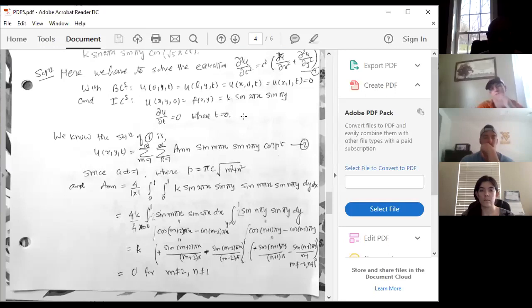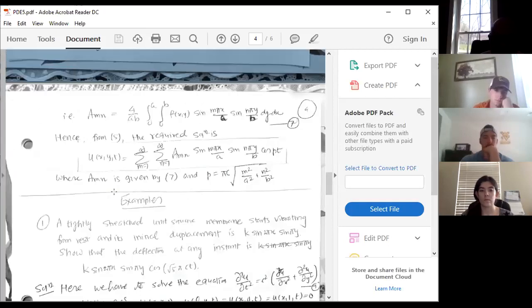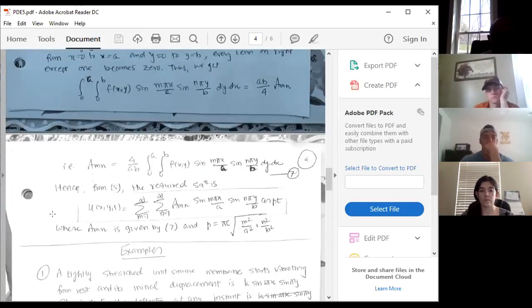Derivative is 0 because this is constant, so it is 0. And A_mn, as I told you, is given by 4 over AB, but A and B are 1. So with 1 and 1, integration 0 to 1, 0 to 1, f of xy, which I just told you is k times sine 2 pi x, sine pi y, times sine m pi x by A, sine n pi y by B, dy dx. Agree, guys? That should be my A_mn.